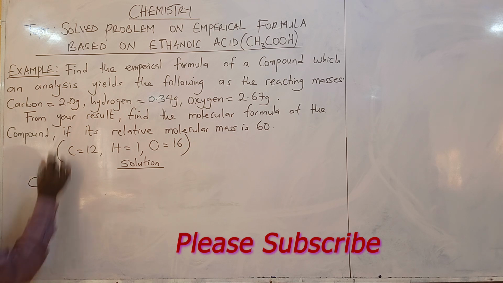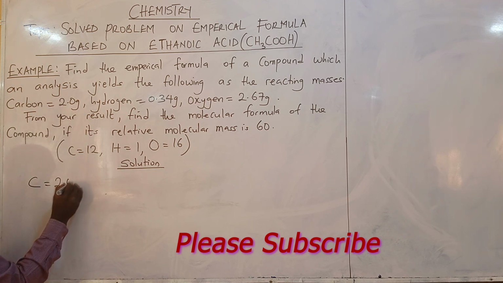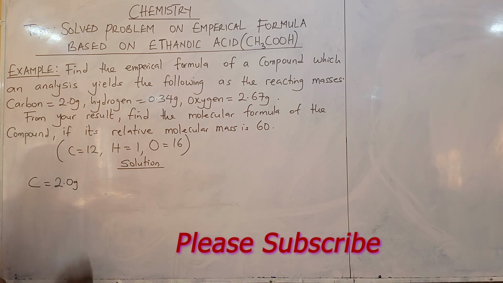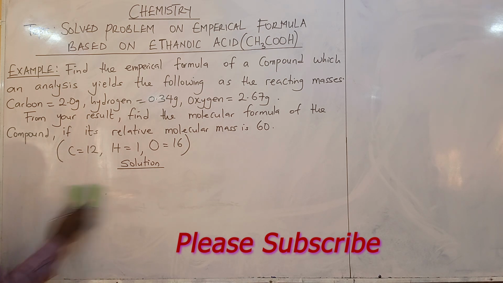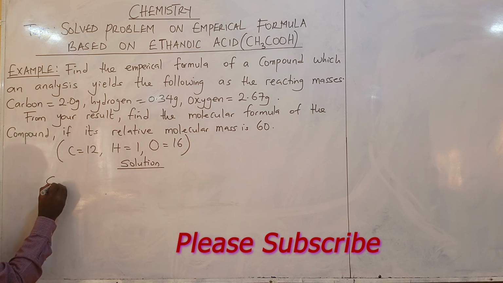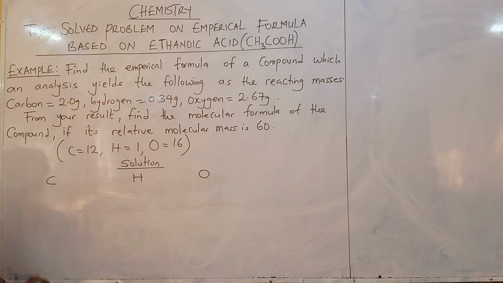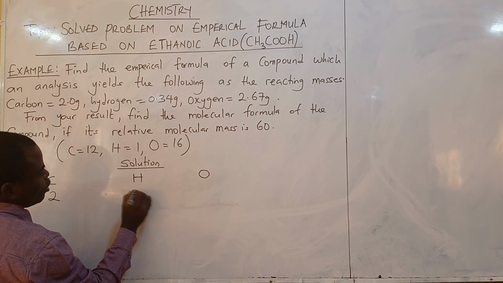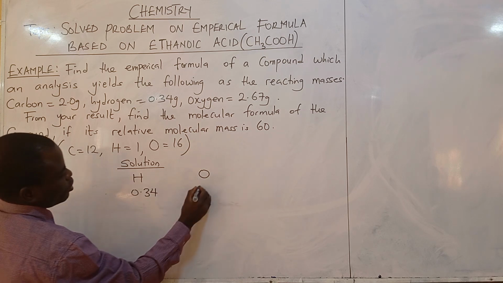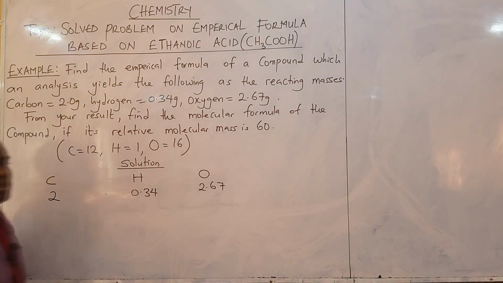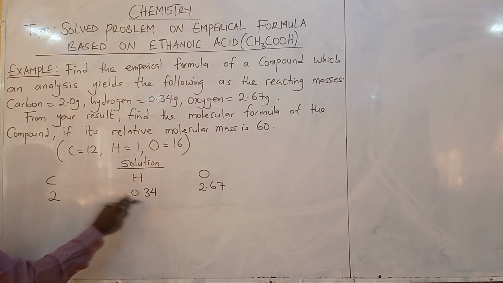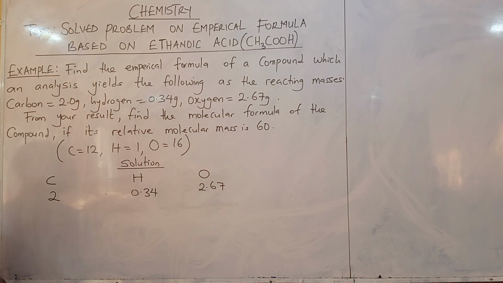Carbon, just write the masses down as is being written. 2.0 grams. Okay, let's put it under: carbon, hydrogen, oxygen. Under carbon you have 2, under hydrogen you have 0.34, under oxygen you have 2.67. Now the first thing to do is to divide through each of the elements by their atomic masses.